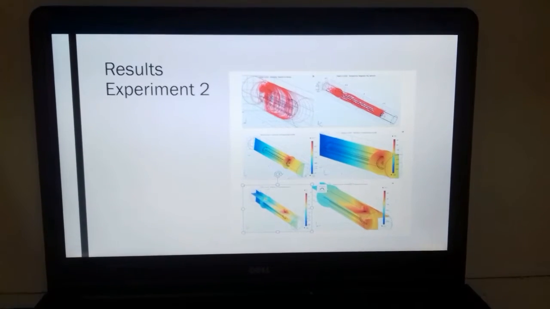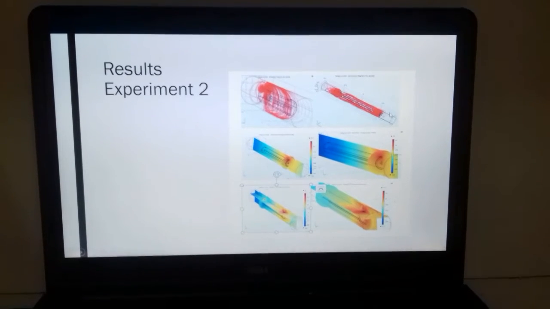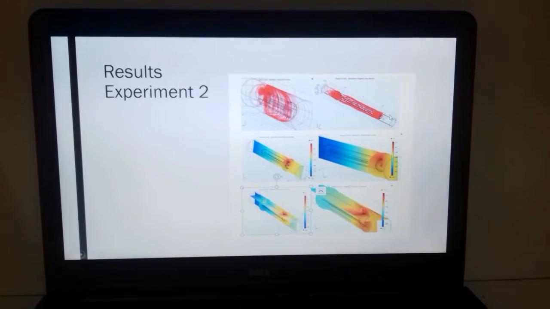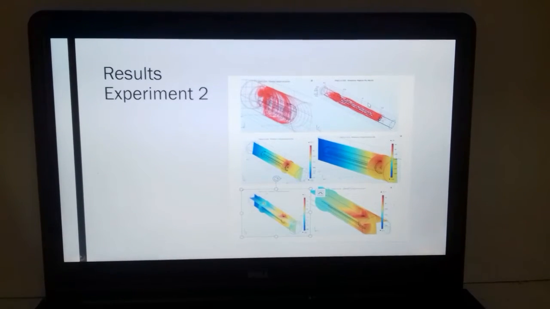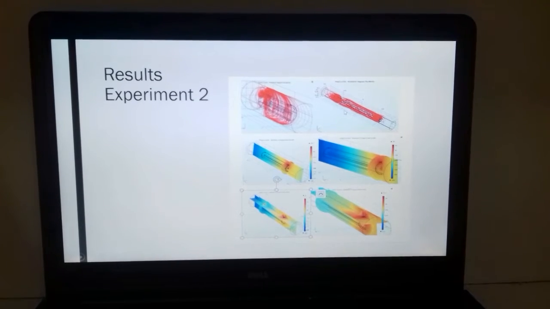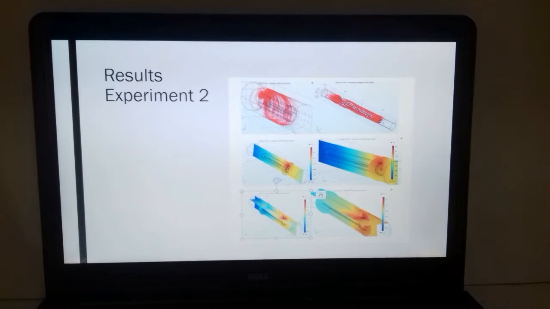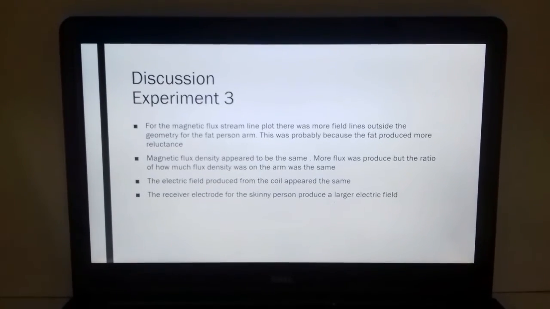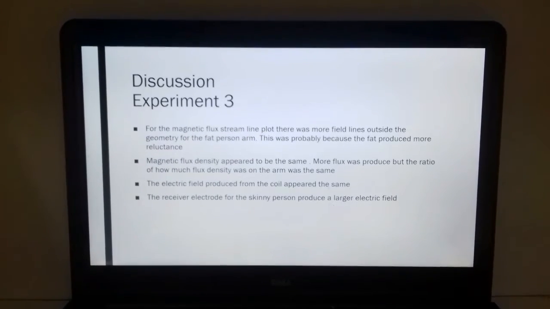Right, so if you look on the right hand side at the top, at the streamline plots for the magnetic field, as the channel was increased, the magnetic field rotated 90 degrees off the axis it was traveling on, and on the return path, as it was coming back to the transmitter electrode, it rotated back 90 degrees onto the original path.